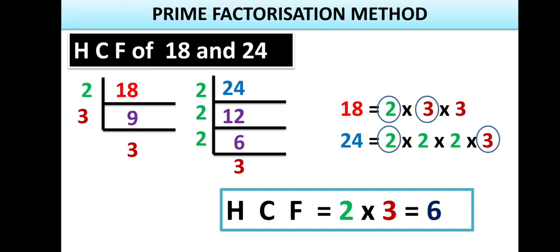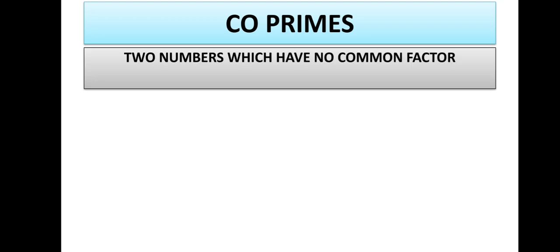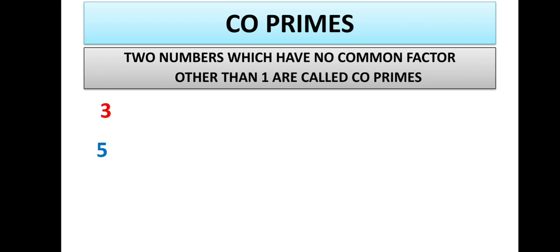Next, coprimes. Now what are coprimes? Two numbers which have no common factor other than 1 are called coprimes. Let's consider some numbers, like 3 and 5.